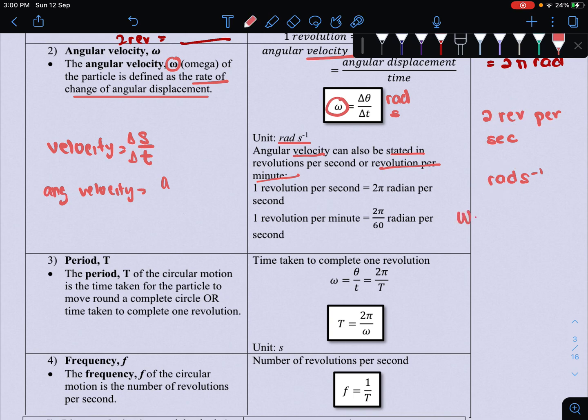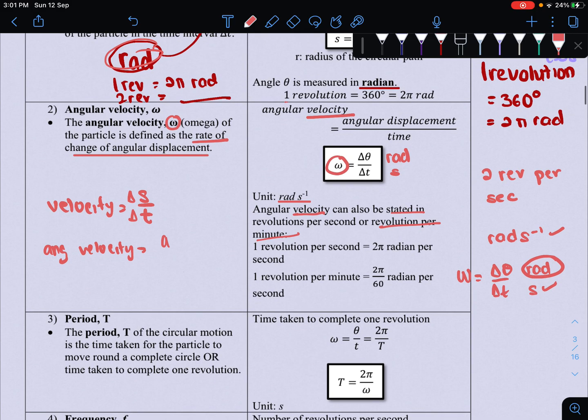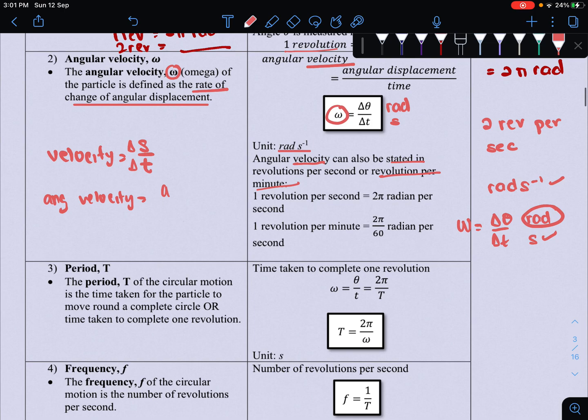Okay, so because omega adalah delta theta over delta t, delta theta kena dalam radian, t kena dalam second. So unit second settle, unit revolution yang kamu kena tukar pergi radian. So kita dah tahu tadi, 1 revolution bersamaan dengan 2 pi radian. So what you do is 2 revolution, awak ada 2 revolution, so 2 kena darab dengan 2 pi. Okay, so awak boleh dapat unit awak dalam radian per second dekat sini.